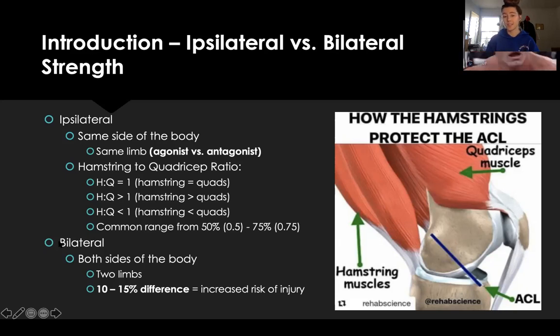Bilateral, both sides of the body. So two limbs. You're comparing your right leg to your left leg. If there's a 10 to 15% difference, there's a significant increase in injury risk. So I want you guys to remember these two terms because we are going to be using them in this lab.